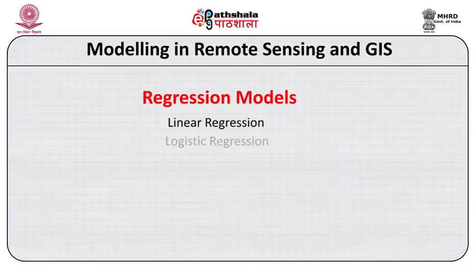Regression models can be of two types, linear regression and logistic regression. Here we will discuss logistic regression, which is widely used to develop habitat suitability index. In wildlife, using logistic regression to develop habitat suitability index has become very popular, and you can say that relatively it is a very new technique.